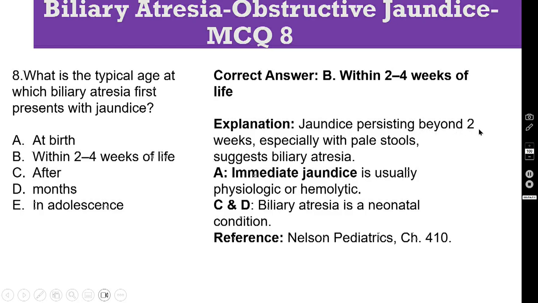Jaundice persisting beyond 2 weeks, especially with pale stool, suggests biliary atresia. At birth, immediate jaundice is usually physiological or hemolytic and not because of biliary atresia. C and D, that is after 2 to 4 weeks or after months after birth, is incorrect. Because it is between 2 to 4 weeks, jaundice is biliary atresia.